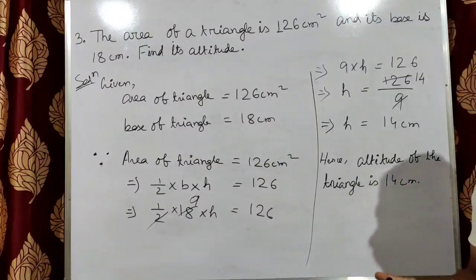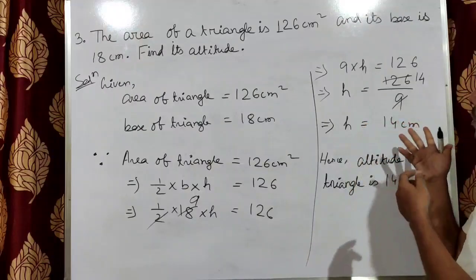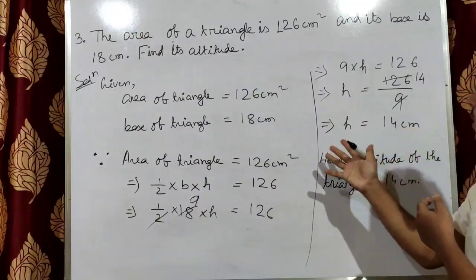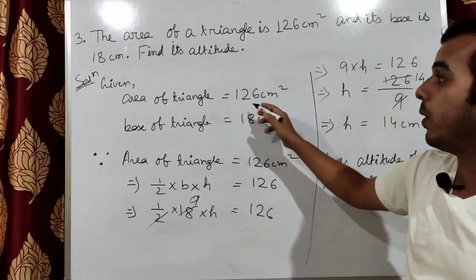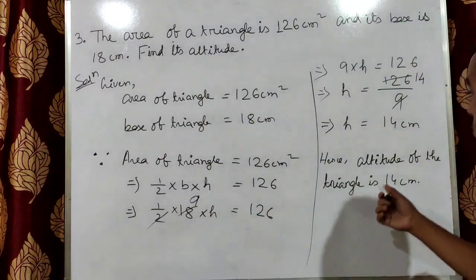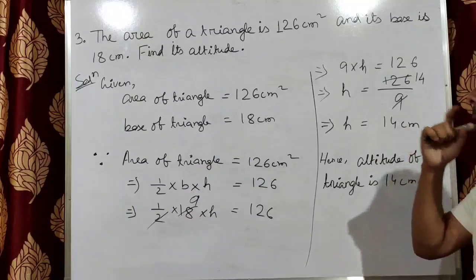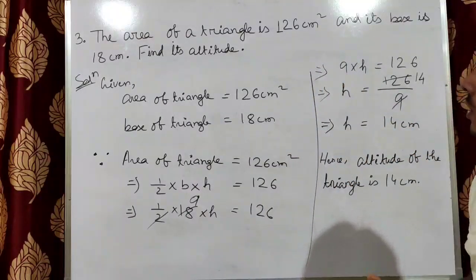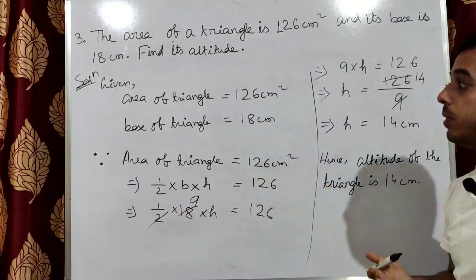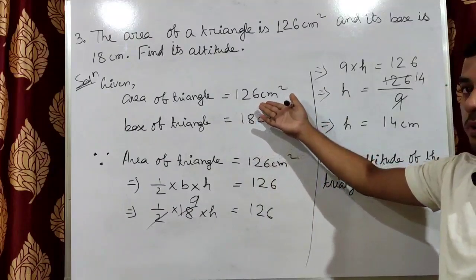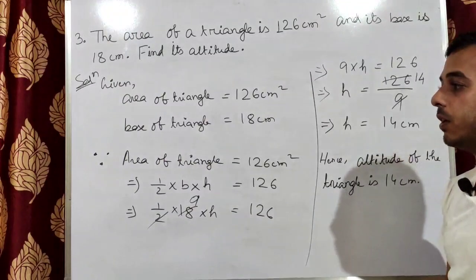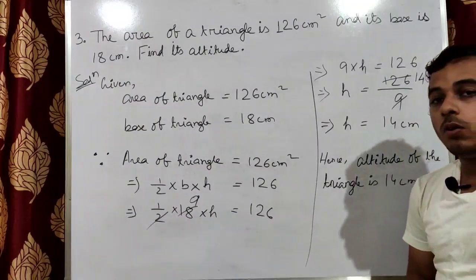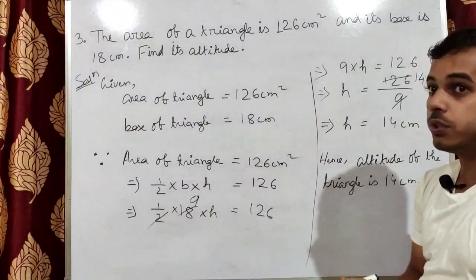So now if you have any doubt, you can put the values of height and base, if you multiply with half, then you will get 126 centimeter square. So this is the altitude of the triangle whose area is 126 centimeter square and base is 18 centimeter. Clear? Okay. So now let's move to our fourth question.